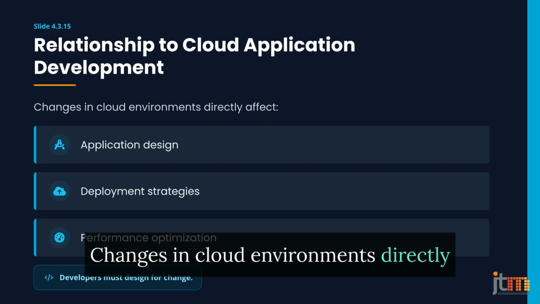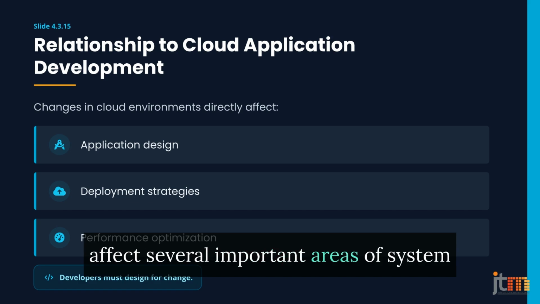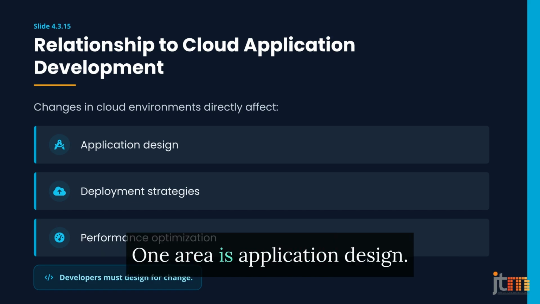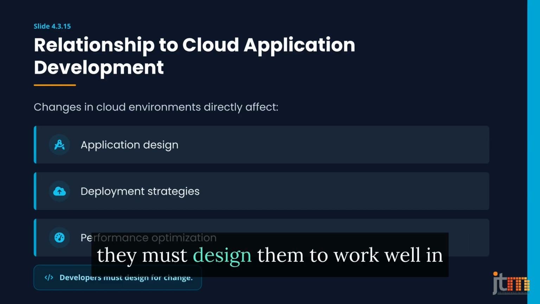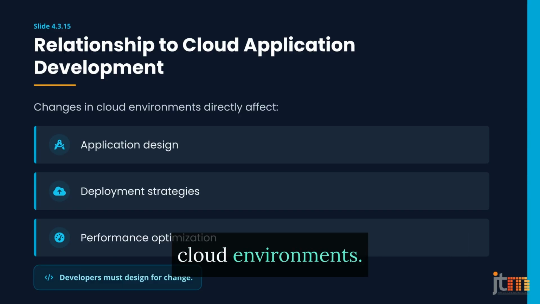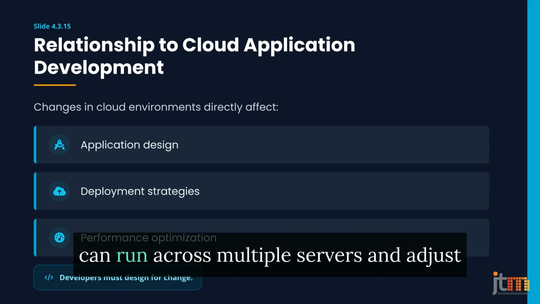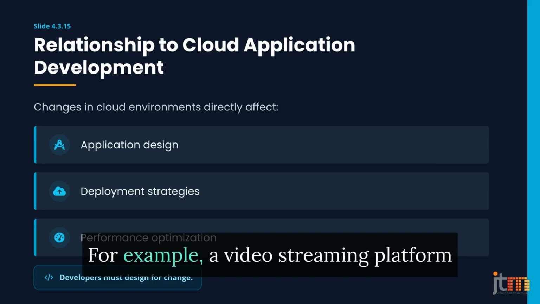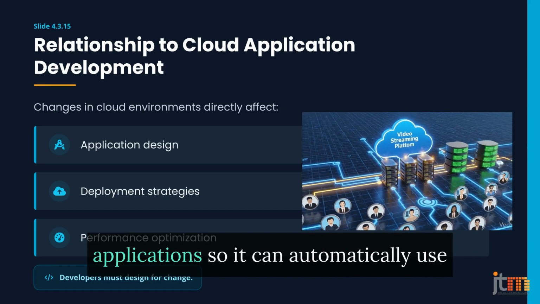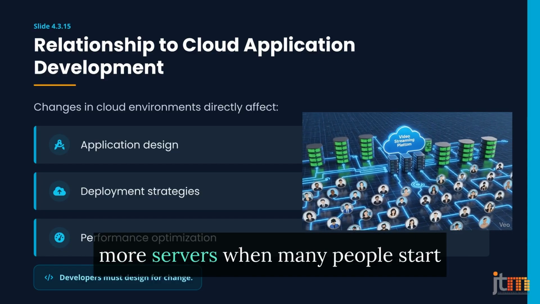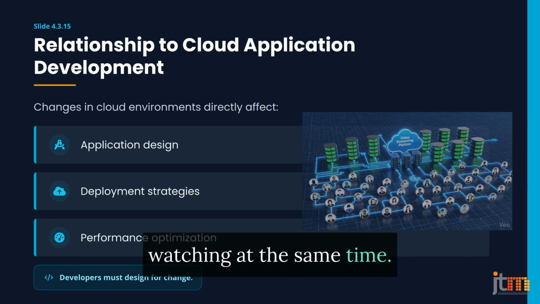Changes in cloud environments directly affect several important areas of system development. One area is application design. When developers build cloud applications, they must design them to work well in cloud environments. This often means designing systems that can run across multiple servers and adjust when the number of users increases. For example, a video streaming platform running on AWS may design its application so it can automatically use more servers when many people start watching at the same time.